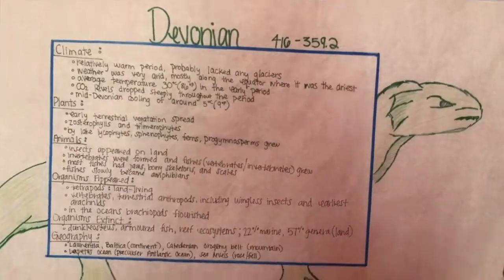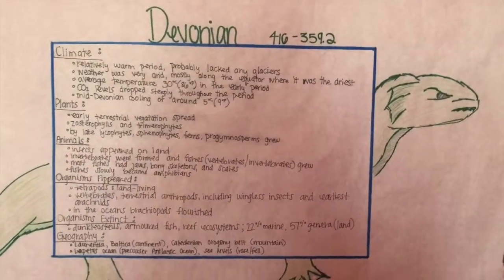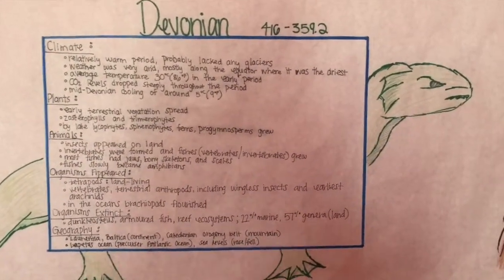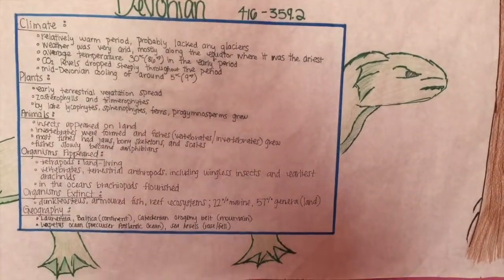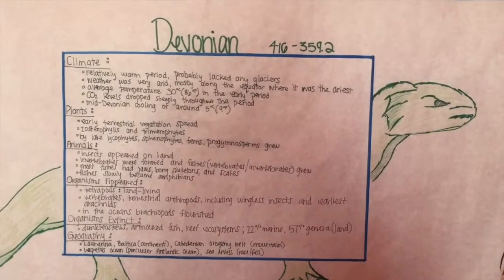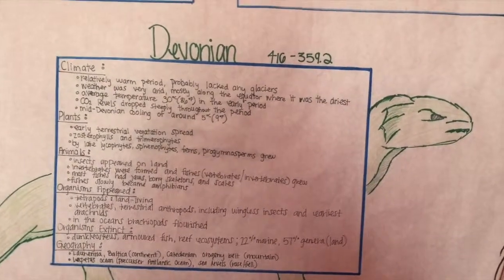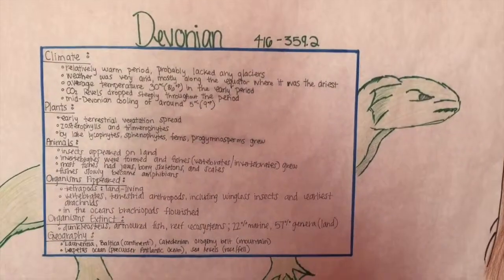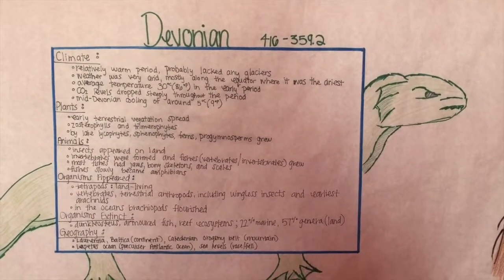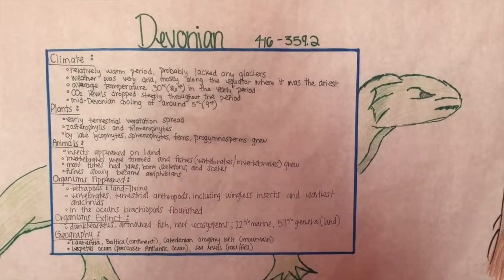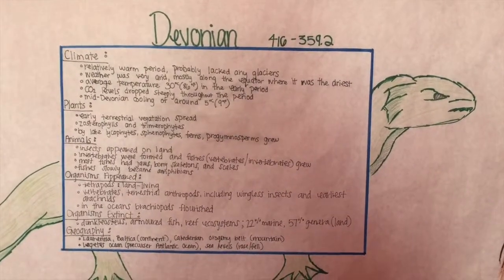The Devonian period was from 416 to 359.2. The climate was relatively warm during this period, and it probably lacked any glaciers. Weather was very arid, mostly along the equator where it was the driest. CO2 levels dropped steeply throughout this period. The mid-Devonian cooling temperature was around 5 degrees Celsius.